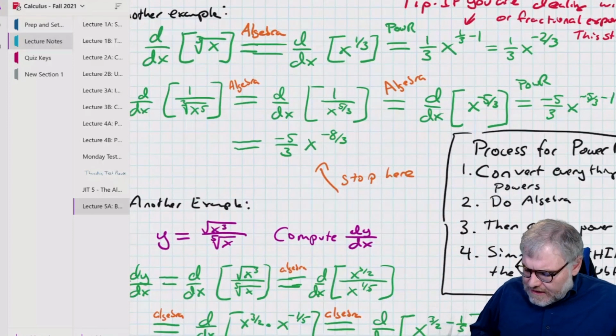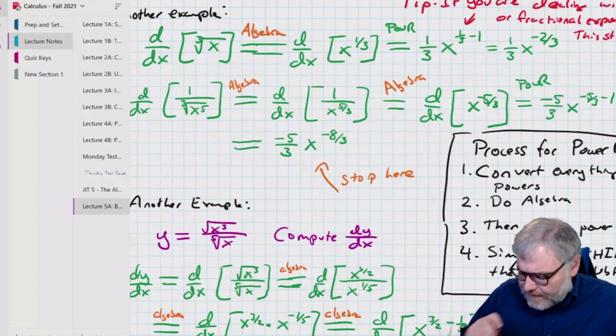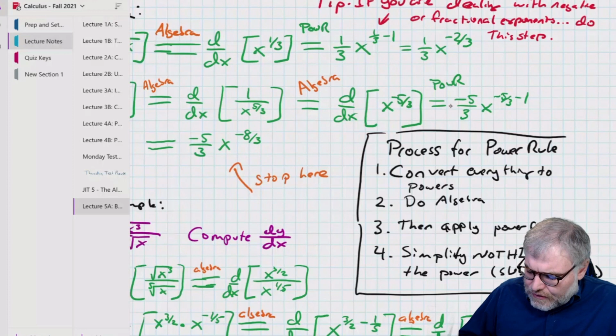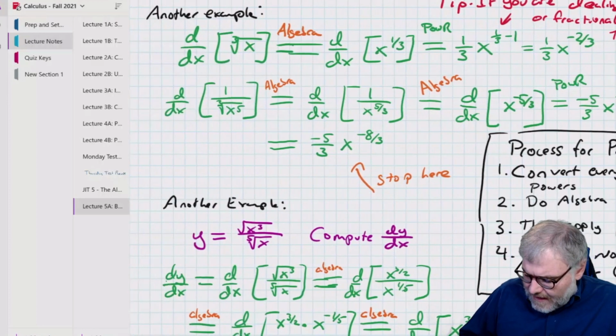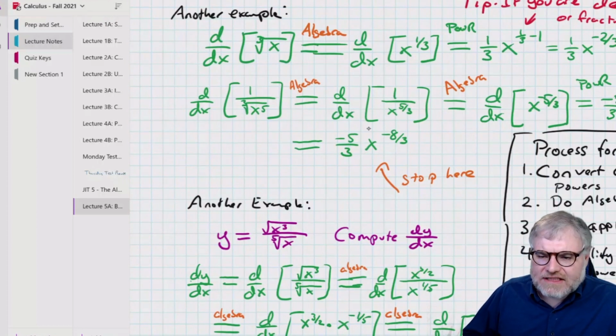All right, so let's look at another example. The derivative of the cube root of x to the 5th. Well, I'm going to convert the bottom to power notation, 1 over x to the 5/3. And then I'm going to move that to the top to get x to the negative 5/3. Notice these two steps only involve algebra. Then I'm going to do the derivative using the power rule, negative 5/3 x to the negative 5/3 minus 1. And then I work out what the negative 5/3 minus 1 is. It's negative 8/3. So this is where I stop.